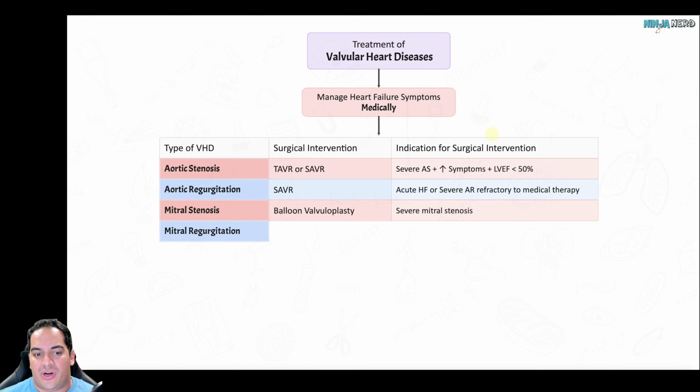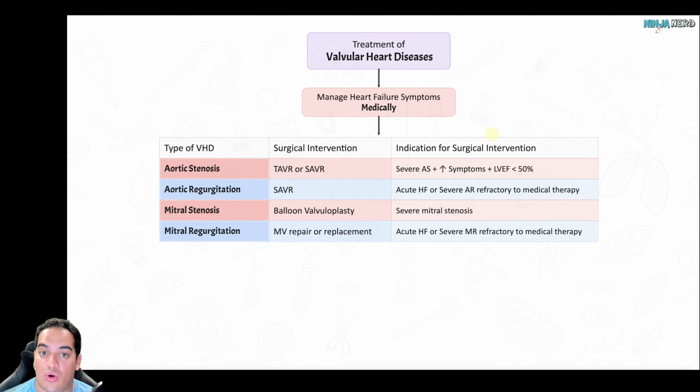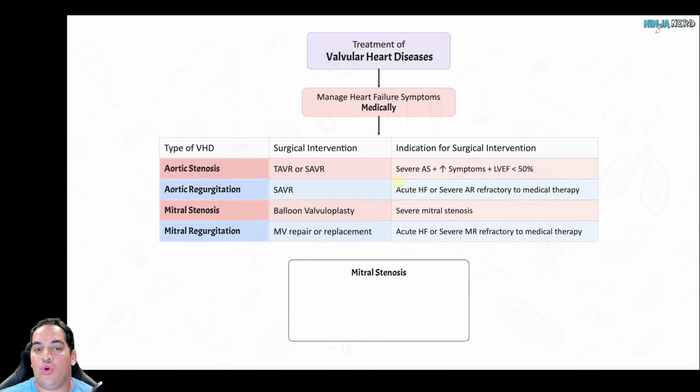The last one is mitral regurgitation. This one's also mitral valve repair or replacement. This is usually if they have acute heart failure or they're refractory to all the medical therapy. So again, I want you to remember, if they have aortic regurgitation or mitral regurgitation and it's acute, that is an immediate indication for a replacement. But again, for the aortic stenosis and mitral stenosis, it depends upon the severity of the actual patient's disease.